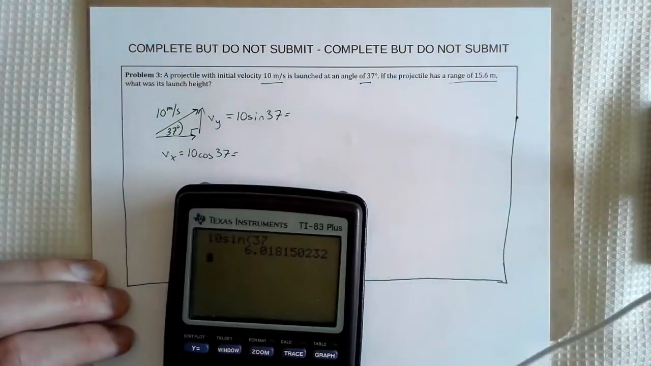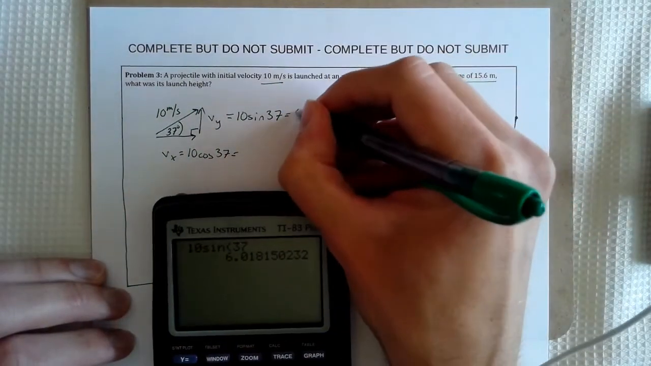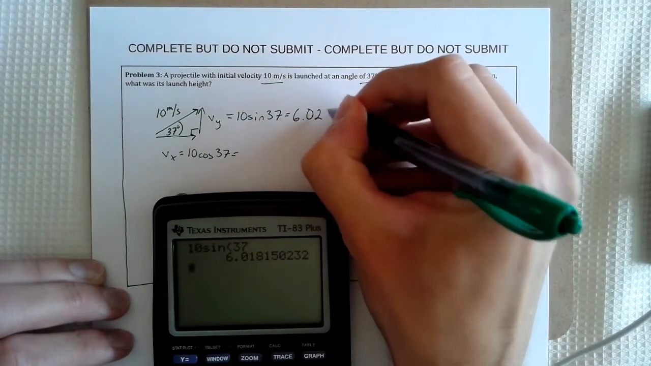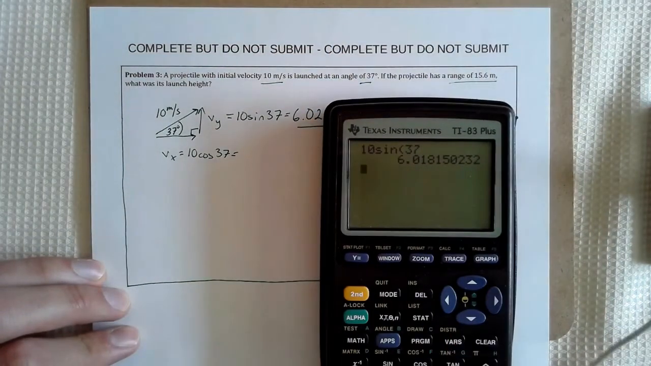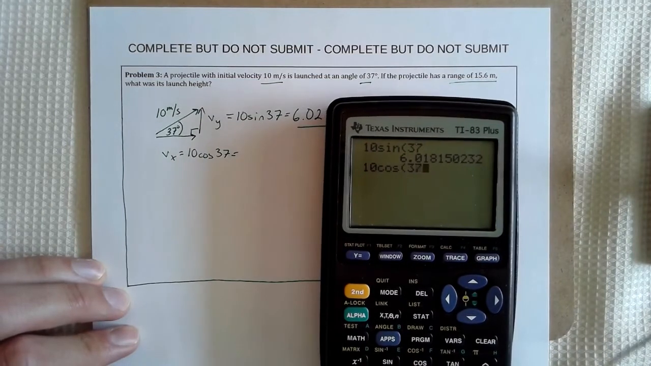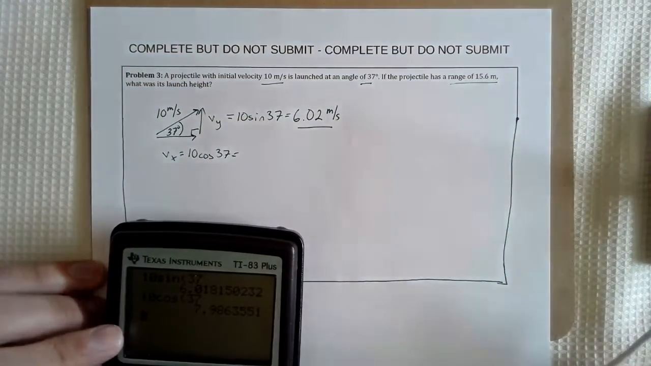6.02 times 10 to the 23rd meters per second. It's a little chemistry joke there. Sorry about that. And 10 cos 37 is 7.99.